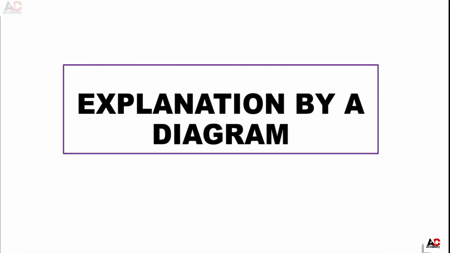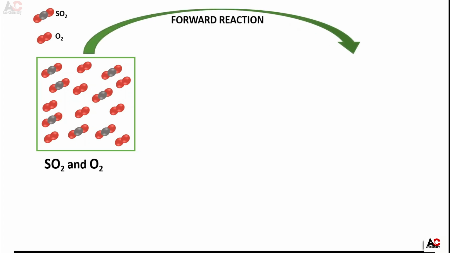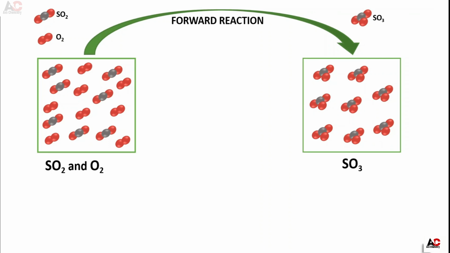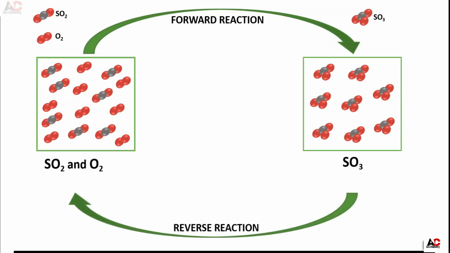Now the explanation of this reaction by a diagram. Here you can see at the start we have only SO2 and O2. They both are the reactants. They chemically react together to form SO3. At the start there is only a rate of forward reaction because there is no SO3. SO2 and O2 keep on reacting together to form SO3. But at the point when SO3 concentration increases, reverse reaction starts. SO3 decomposes to form SO2 and O2.